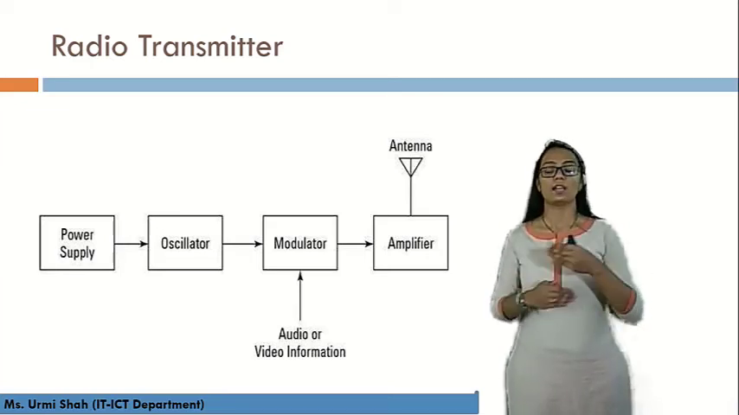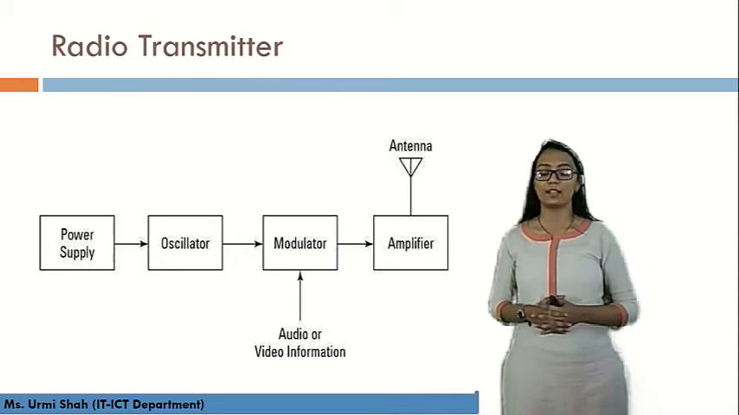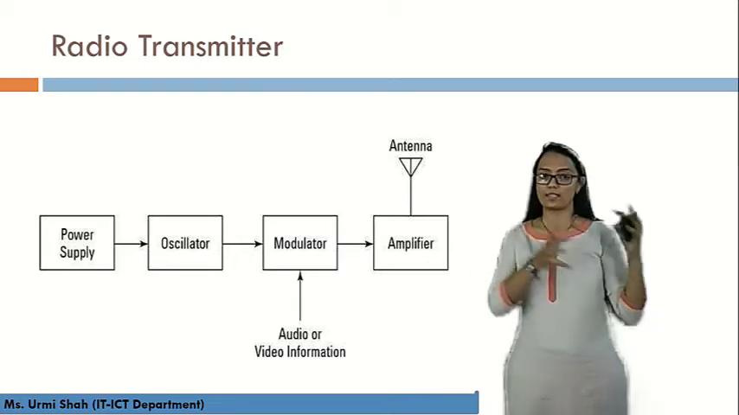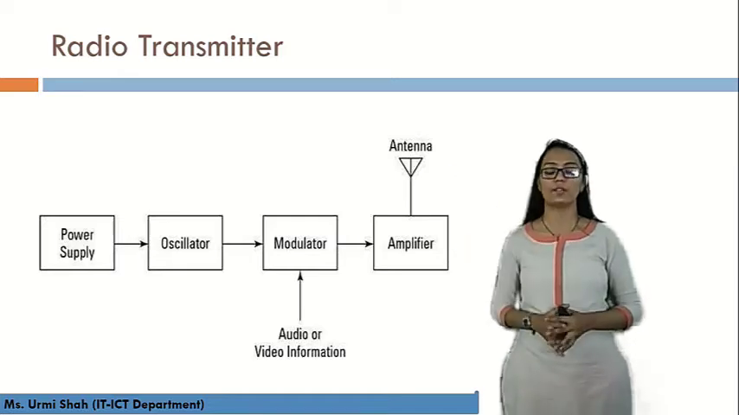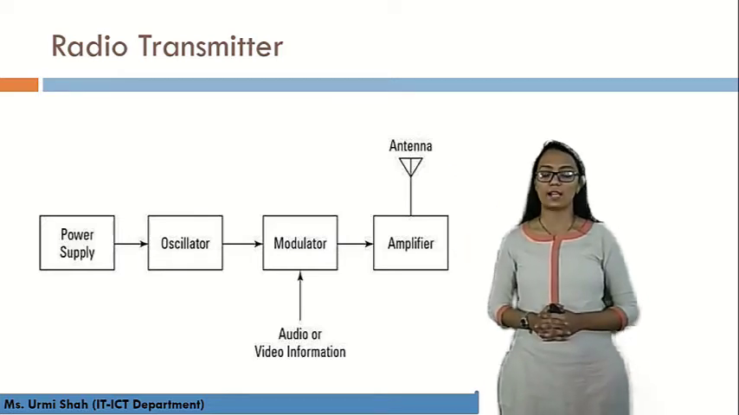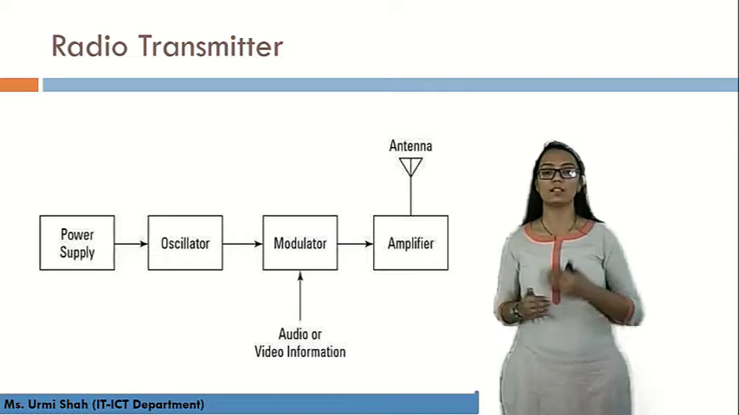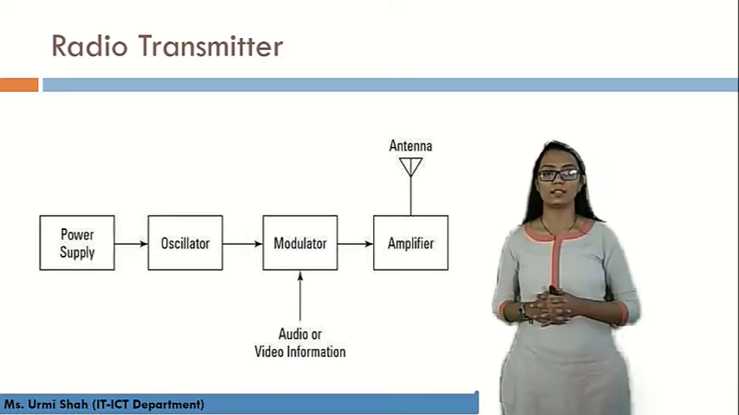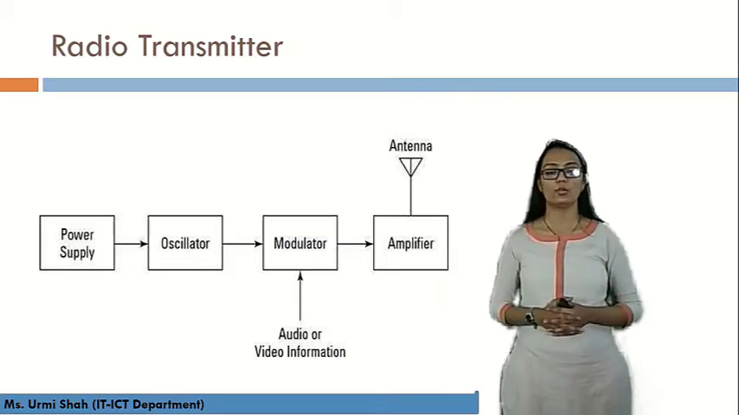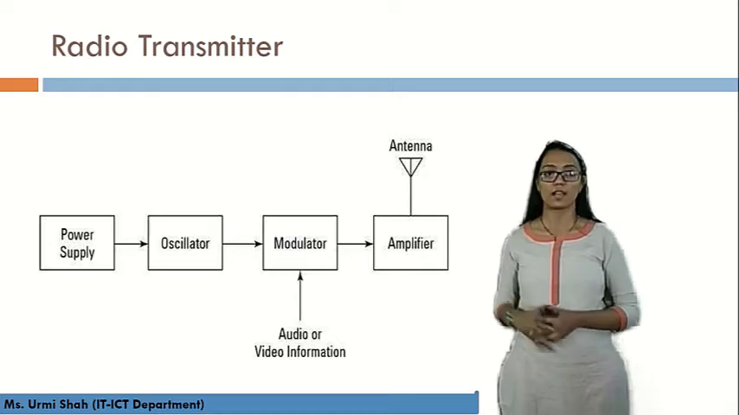The amplifier section is going to amplify the signal and broadcast it to the transmitting antenna which is shown over here. So this antenna is going to transmit the given radio waves in the form of the amplified signal. So this way the radio transmitter block works.